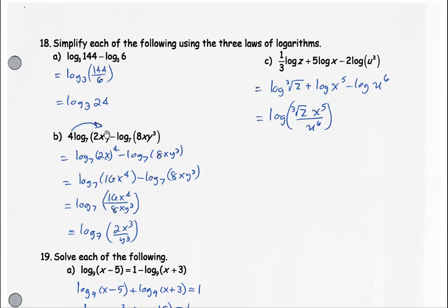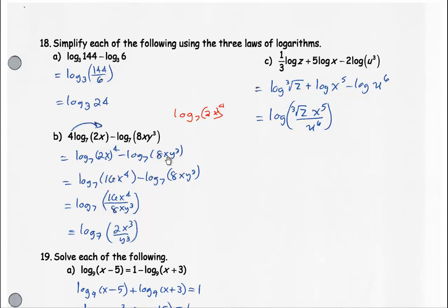For b, the 4 would come up and become a power of the 2x. Now remember, the whole 2x, not just the x. Really common error here is to write log base 7 of 2x to the 4th. But you see, the whole 2x is raised to the power of 4. You need brackets around there. So when you evaluate then the 2x to the 4th, you get 16x to the 4th.